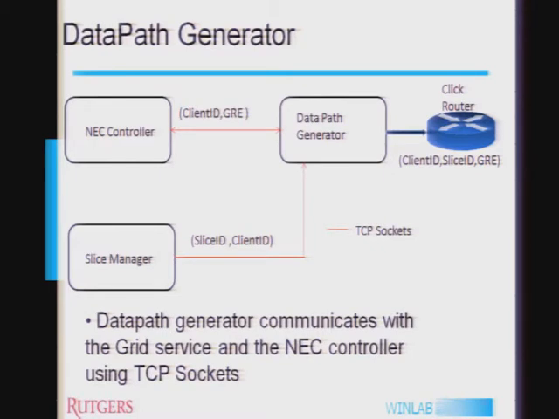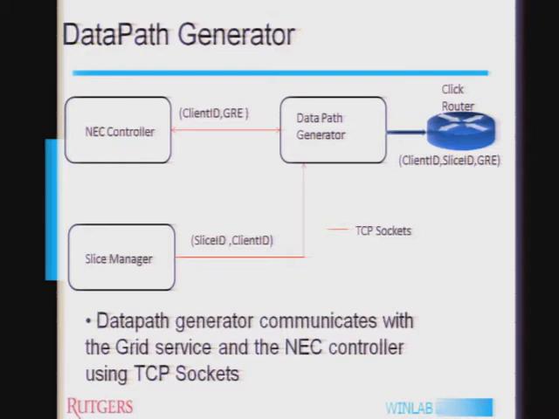So for example, if a slice manager creates a slice and wants to add clients to a service, he says, this is the slice ID and this is the client I want to add to my slice. The data path generator is an element which communicates using TCP sockets to the NEC controller, which has information about the clients that associate with the base station. When a client comes in range of the base station, it gets a GRE tunnel number and its client ID. That information is given to the data path generator. It aggregates this data and creates an end-to-end path between the slice and its respective clients using the click router.